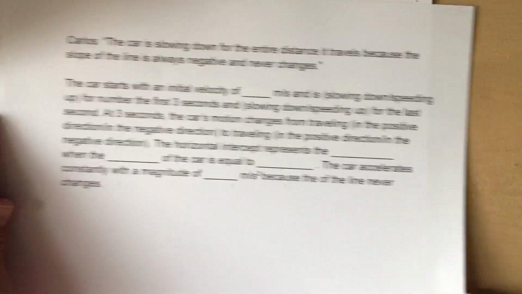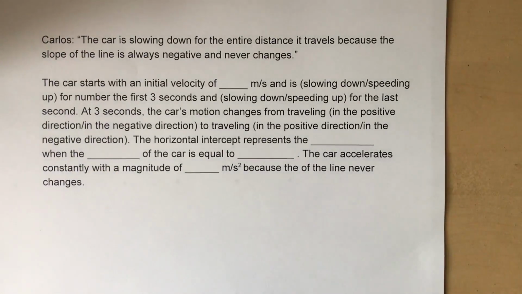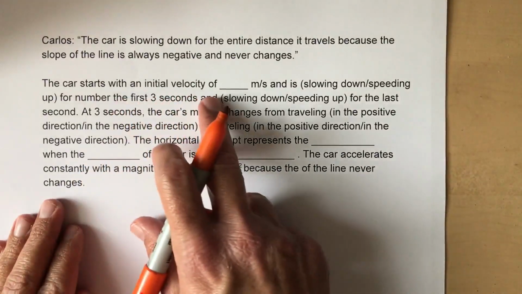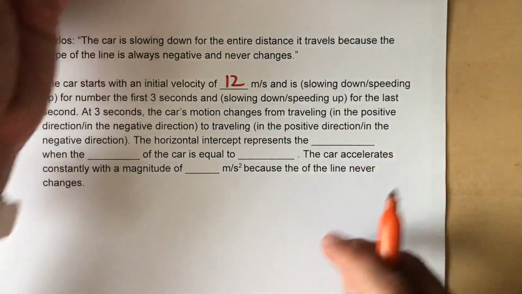And it says, Carlos says, the car is slowing down for the entire distance it travels because the slope of the line is always negative and never changes. So you have to sort of refute Carlos here that the car is always slowing down, which a lot of people would want to say. So here's what we think. The car starts with an initial velocity, and we've already said that, of 12 meters per second. And initially, it is slowing down.